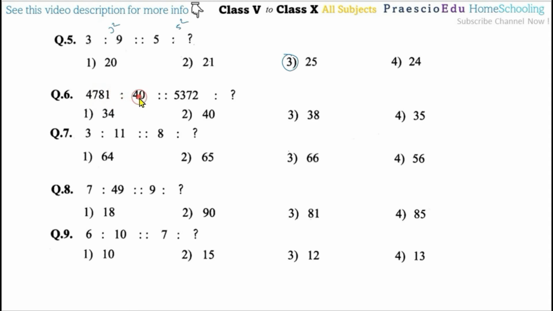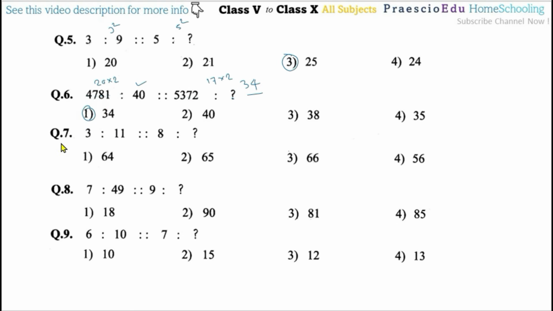4781 to 40, then 5372, then question mark. If you add all the digits, you will get the addition: 1 plus 8 is 9, 9 plus 7 is 16, 16 plus 4 is 20, and multiplied by 2 we get 40, means addition of the digits multiplied by 2. So here 5 plus 3 is 8, 8 plus 7 is 15, plus 2 is 17, 17 multiplied by 2, so we will get 34. So 34 is given in option number 1.